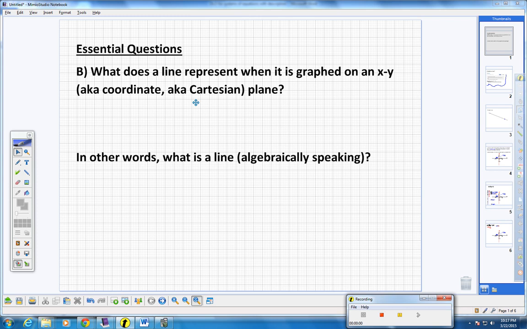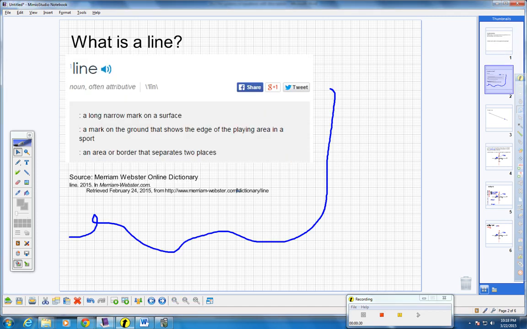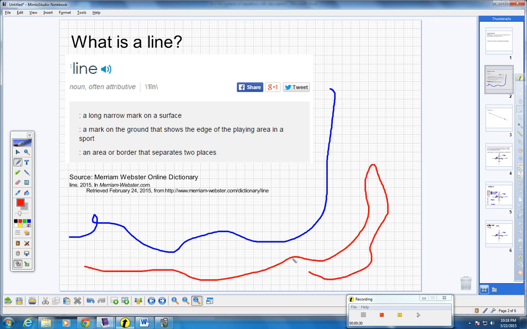Algebraically speaking, of course. You maybe started out in kindergarten or first grade just drawing lines. And we drew the type of lines that weren't exactly straight lines. They were just a long, narrow mark on a surface. That's what Merriam-Webster calls it, and that's the basic definition of a line. You can make a line just by making a long mark, and that long mark can keep going. I just made a curved line. You can see the red curved line and the blue curved line.